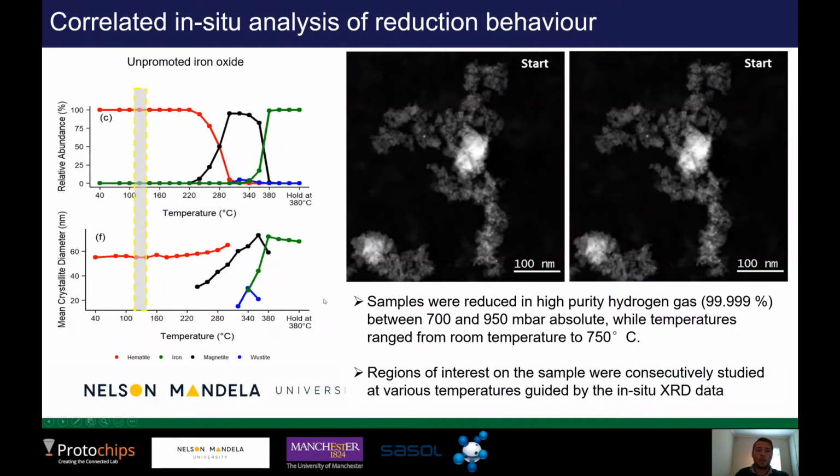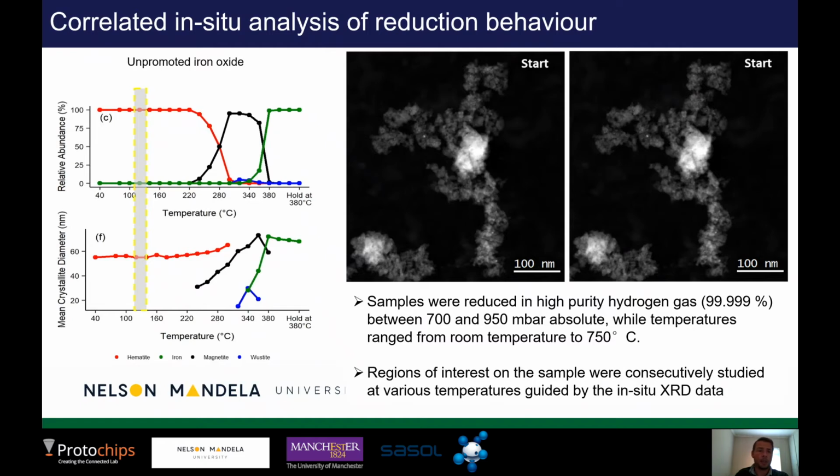So what we did is we used the in-situ XRD data as a guide to know in what temperature regimes we needed to look to study the morphological changes as well as the distribution of silica as this system is reduced. We did that, as I said previously, from room temperature up to 750 degrees. We selected several sites of interest, and then followed the changes of these sites as we reduced at these different temperatures.